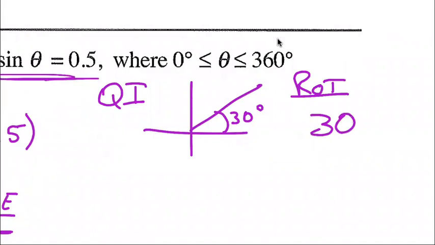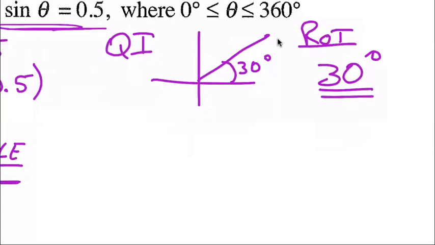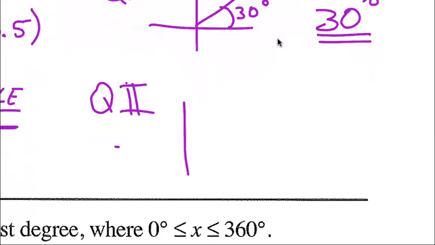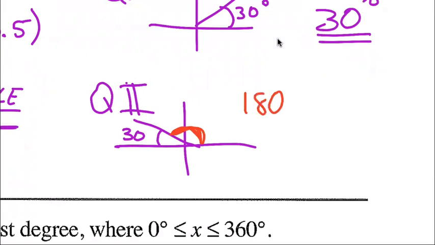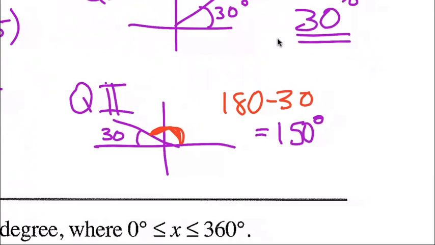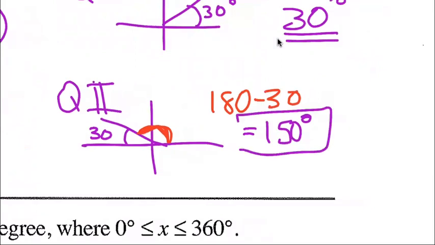30 degrees, because the reference angle and rotation angle in quadrant 1 are the same. But in quadrant 2, you'll see, here's quadrant 2, there's my angle, there's my reference angle of 30 degrees. What is my rotation angle? To determine that, I'm going to go 180 minus 30 degrees. That's going to give me 150 degrees. That's my rotation angle in quadrant 2.